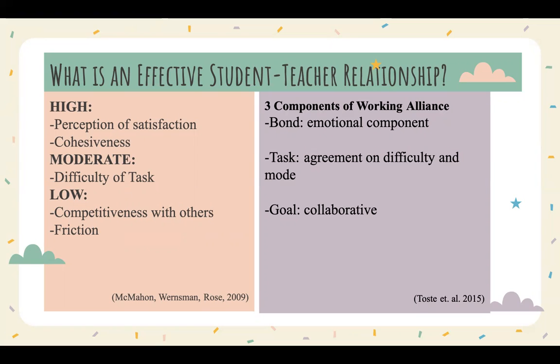There are 5 different dimensions of what goes into an effective student-teacher relationship. These 5 dimensions are perception of satisfaction, cohesiveness, difficulty of task, competitiveness with others, and friction. These 5 dimensions are things that you want in varying levels in your classroom.